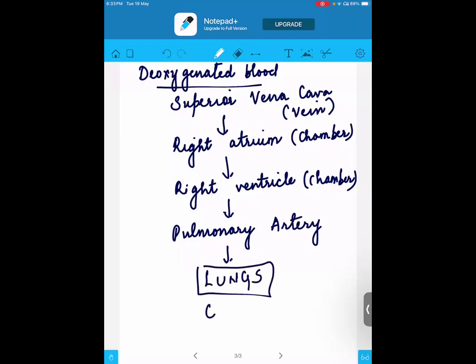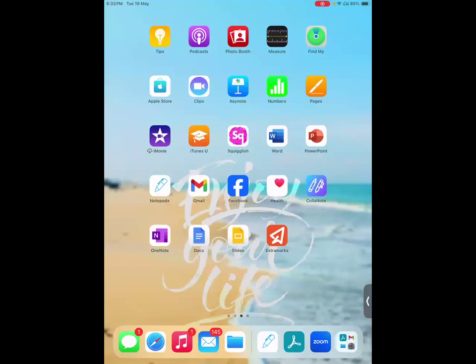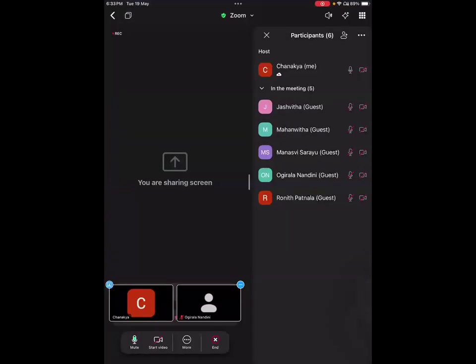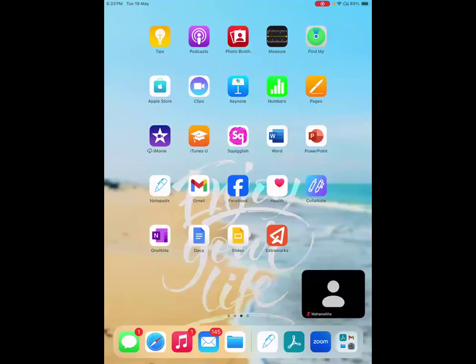Now, in the lungs, it becomes oxygenated. Am I clear, Manvita, Nandini? Yes, Manasvi, ma'am. Ronit, Jashvita? This is the easiest way to actually learn.